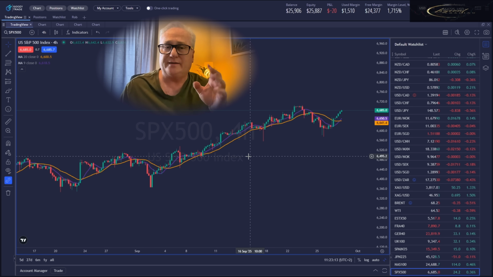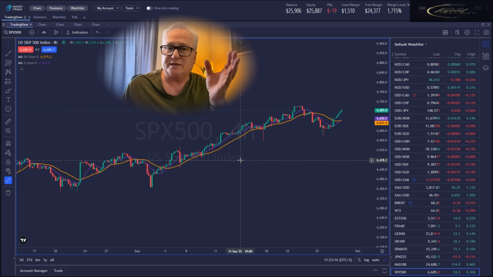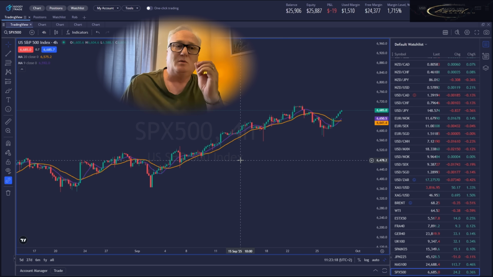Now, what you have to understand about a moving average, whether it's exponential, whether it's simple, doesn't really matter. What you have to understand about it is it's a lagging indicator.